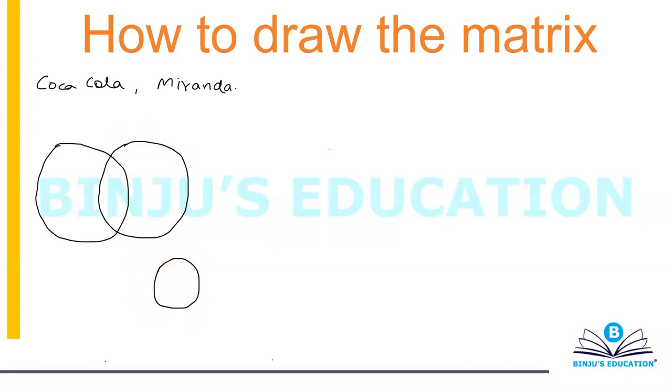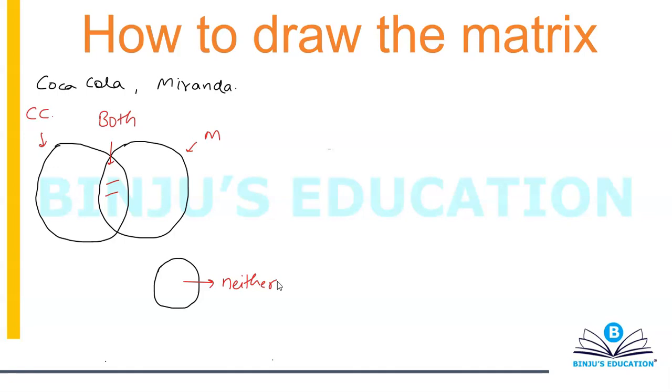So let's consider the circle on the left to represent people who are drinking Coca-Cola. The circle on the right represents people who are drinking Mirinda. This intersection of the two circles represents the people who drink both of the two beverages, and this one here represents people who drink neither of the two beverages. Right? So you would be knowing this. This is nothing new. Okay. So you have Coca-Cola, Mirinda, both, and neither.